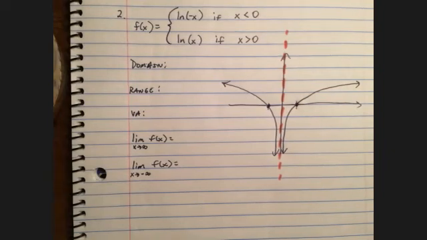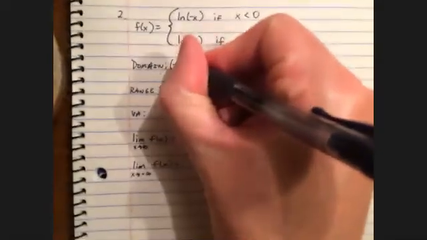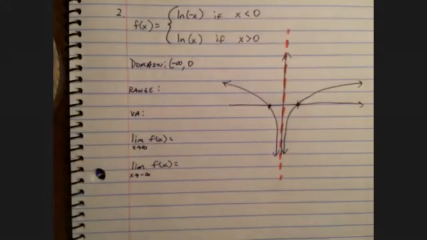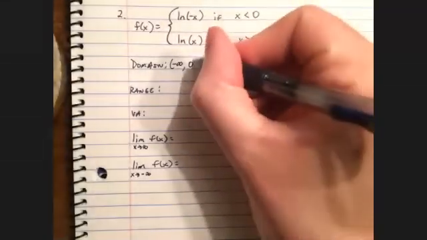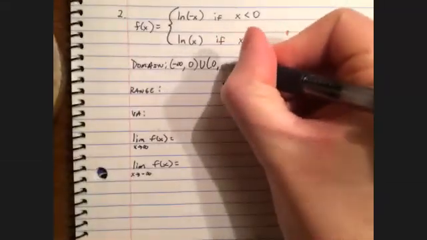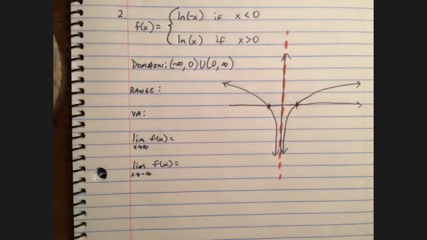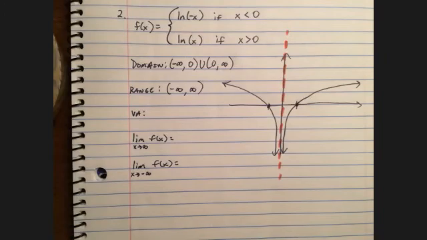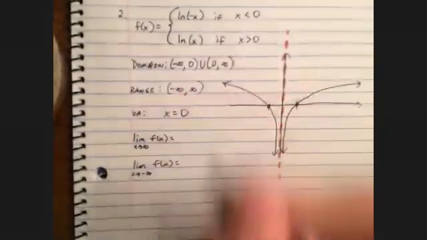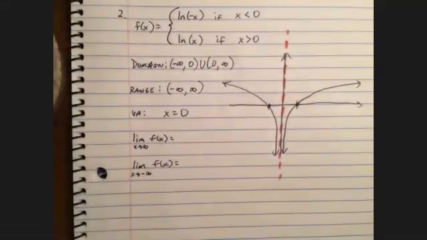So now we're just going to answer the questions that I've had you do. For the domain, it's negative infinity all the way to 0, non-inclusive, and then 0 to infinity. The range is going down forever and up forever, so it's all real numbers. So I'll just write in interval notation, negative infinity to infinity. The vertical asymptote is x equals 0, that little red line I've drawn in there.